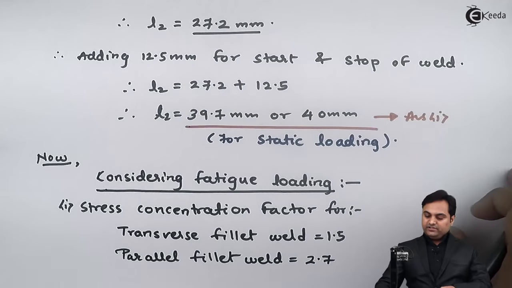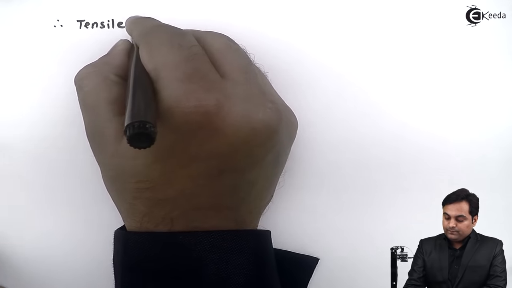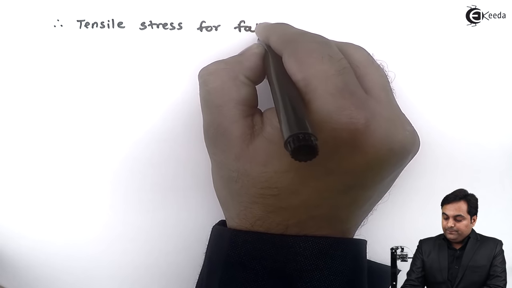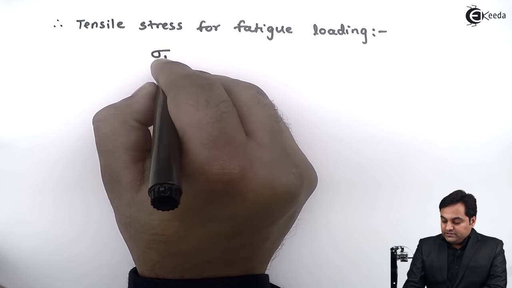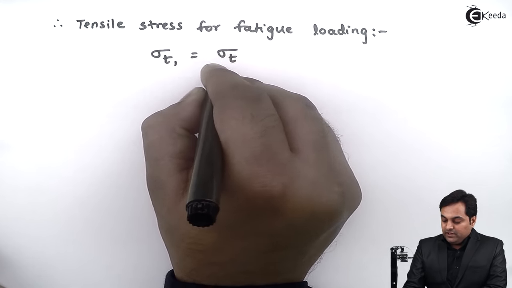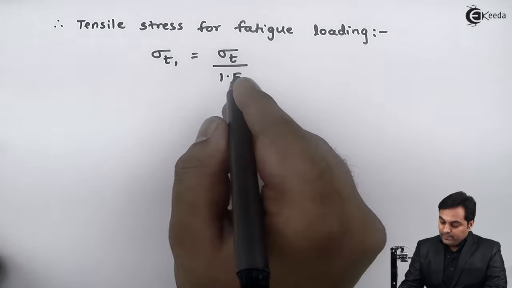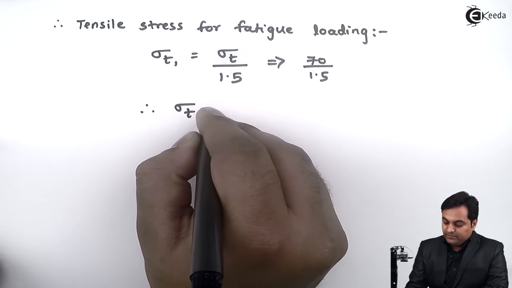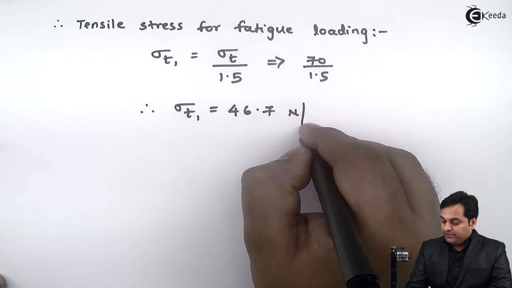Once we know the stress concentration factor, we will get the new values of stresses. So I'll say that therefore tensile stress for fatigue loading, this tensile stress I'll denote it by sigma t1, and that will be sigma t which is given upon the stress concentration factor for transverse fillet weld subjected to fatigue, and that is 1.5. So this will be 70 divided by 1.5, and therefore I'll get my answer of sigma t1, which comes out to be 46.7 newton per mm square.